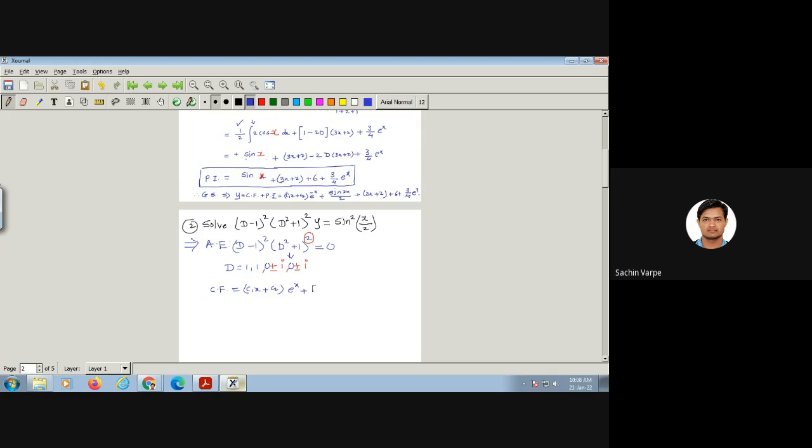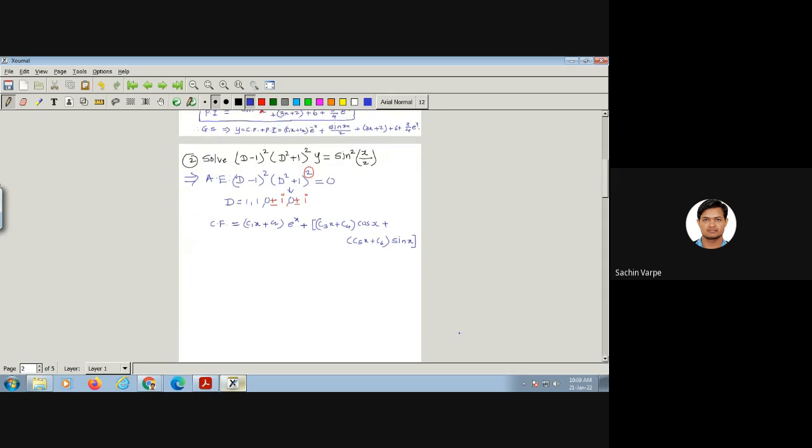and I'm writing directly into the bracket c3 x plus c4, because roots are complex repeated, cos beta x, where beta is 1, plus c5 x plus c6 sin x। क्लियर टू एवरीवन? सबको क्लियर है?